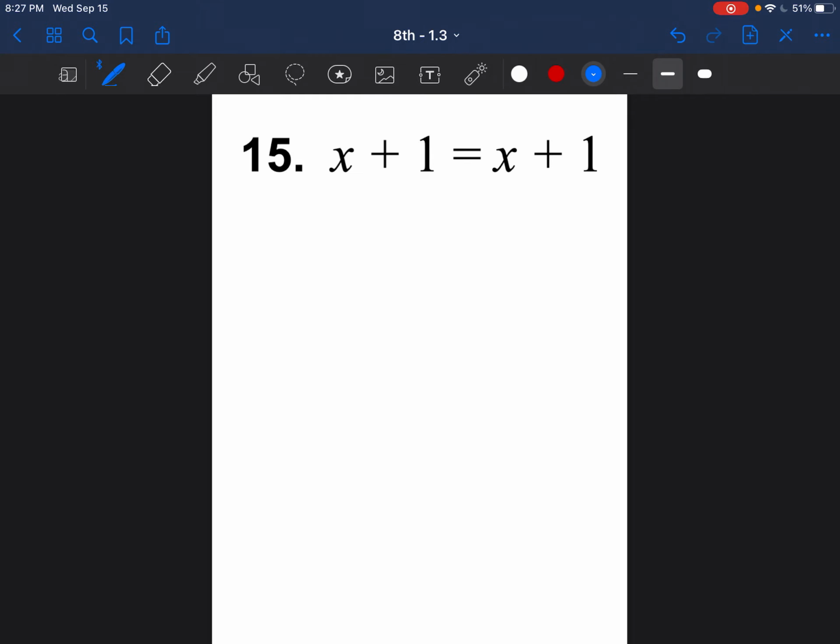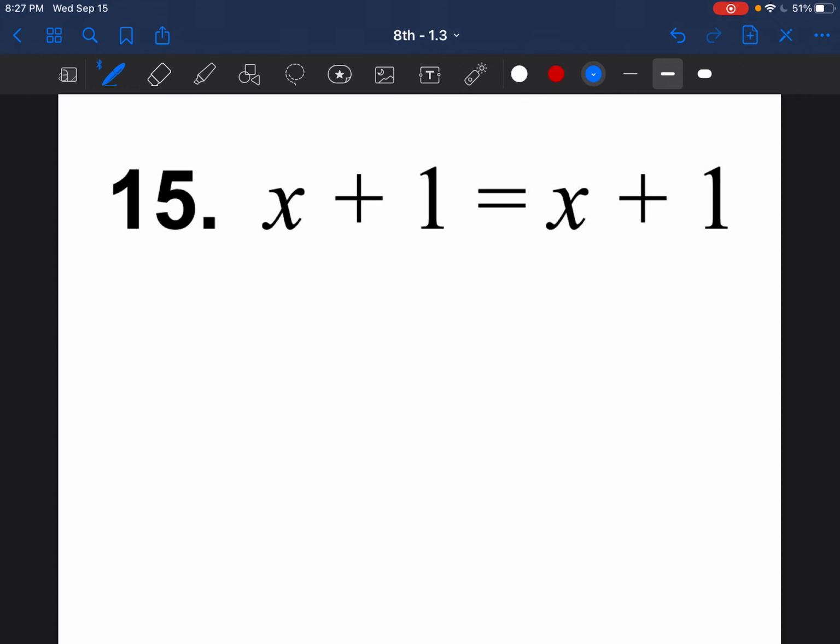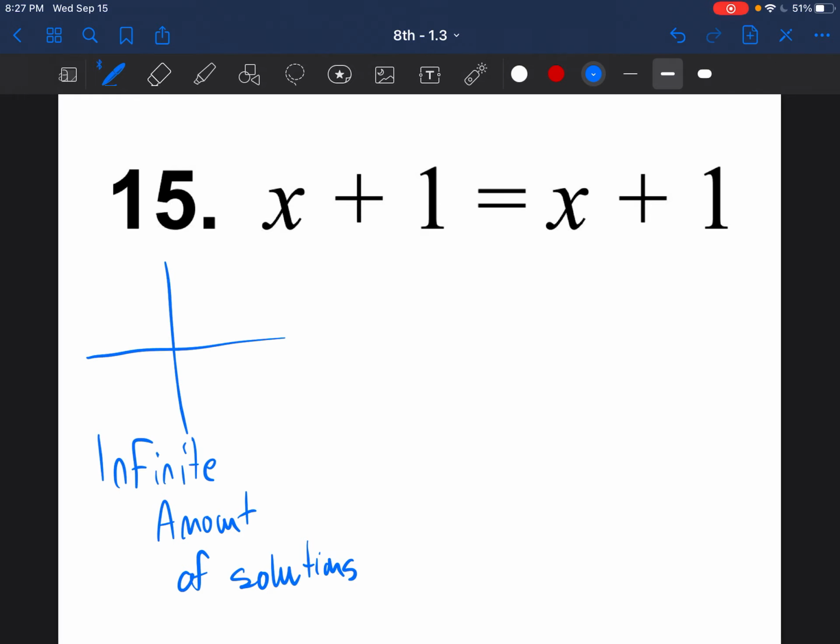So let's take a look at this one. X plus 1 equals x plus 1. Just like in the last one, which had no solution, in some questions there can be an infinite amount of solutions. What that means is there can be lots of answers. And a lot of it is going to make sense when we start talking about graphs and moving forward, okay? It's going to make a lot of sense.